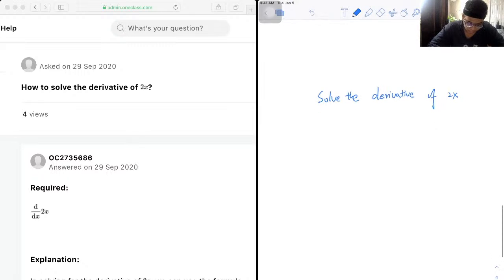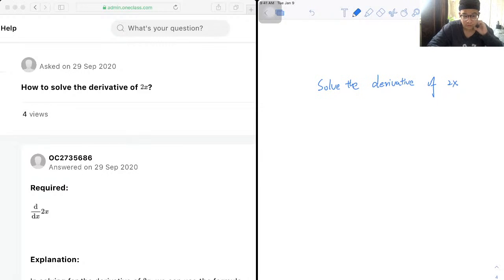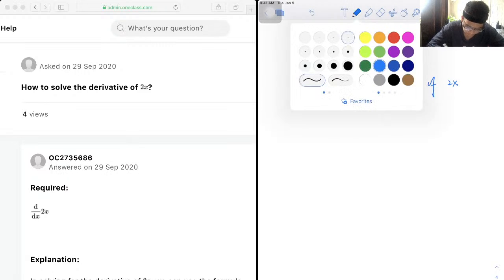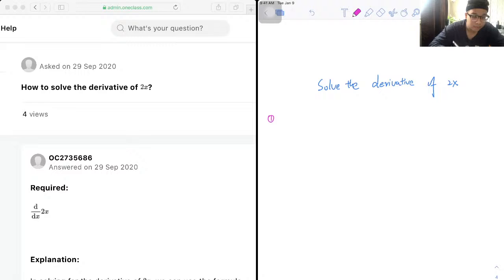And there are two ways of doing this. The first is just applying the formula, and the second way is resolving it from the definition, the limit definition. So let's do the formula way first.